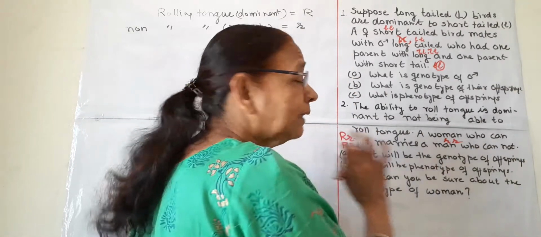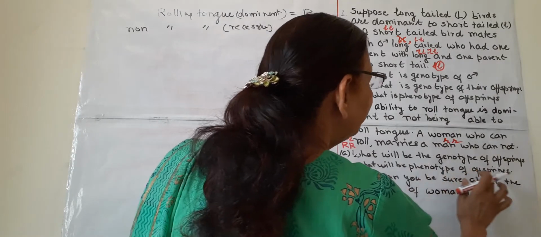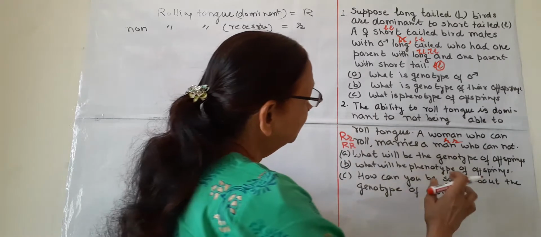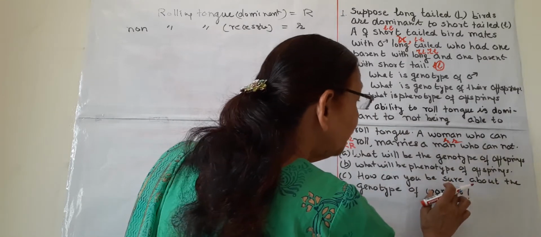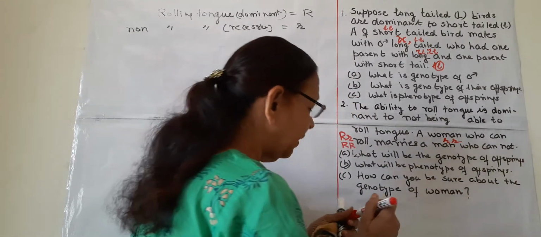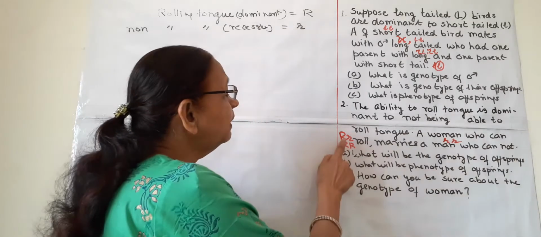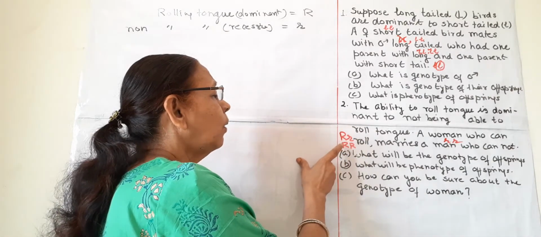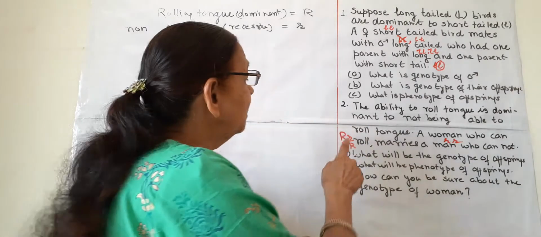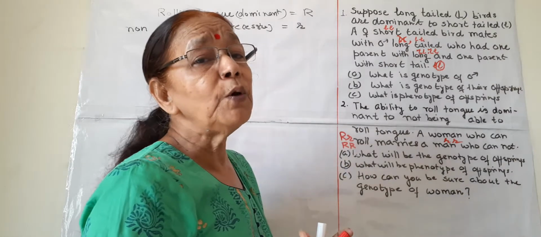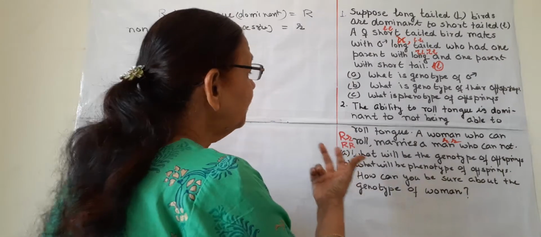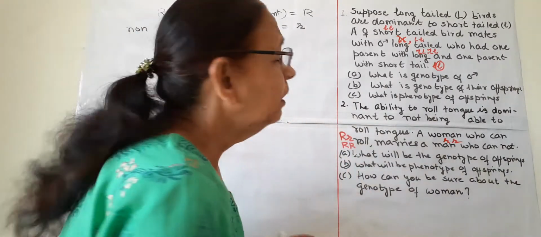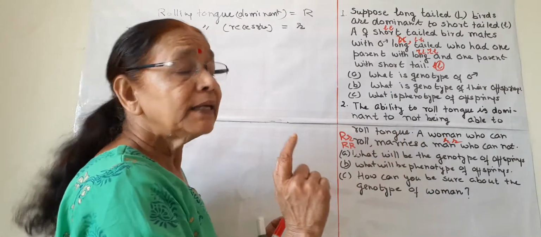So we will make the Punnett square. What will be the phenotype? Genotype, phenotype both we can have by forming the Punnett square. How can you be sure about the genotype of the woman? This woman may have two genotypes. It may have Rr or it may have both the capital R's. It may be heterozygous or it may be homozygous dominant. So we will see how we can be sure which genotype this woman is having.